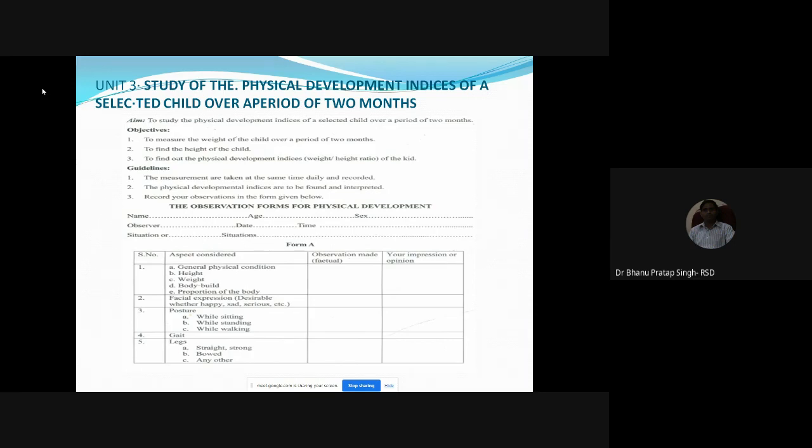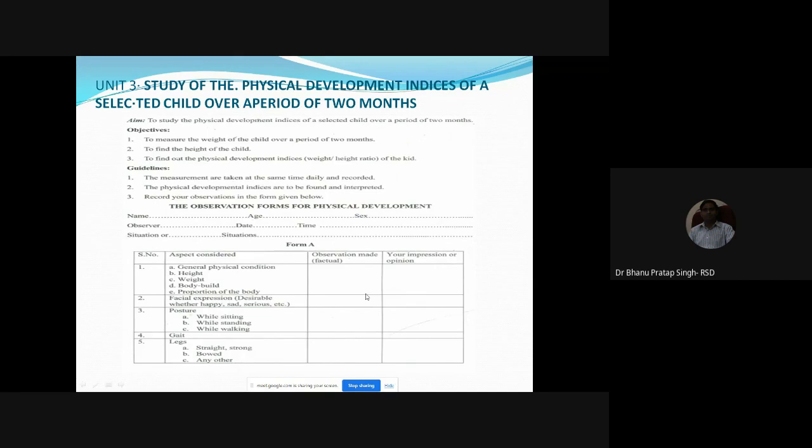The format is similar. First, you have to write the basic information of the child: name, age, gender, observer name, date and time, and situation. If any specific situation is there, please write it there. If not, then write normal situation. There are certain aspects. One is general physical condition. What is the general physical condition? Meaning what is the height, what is the weight, what is the body build and proportion of the body. Write the factual observation and further write your opinion.